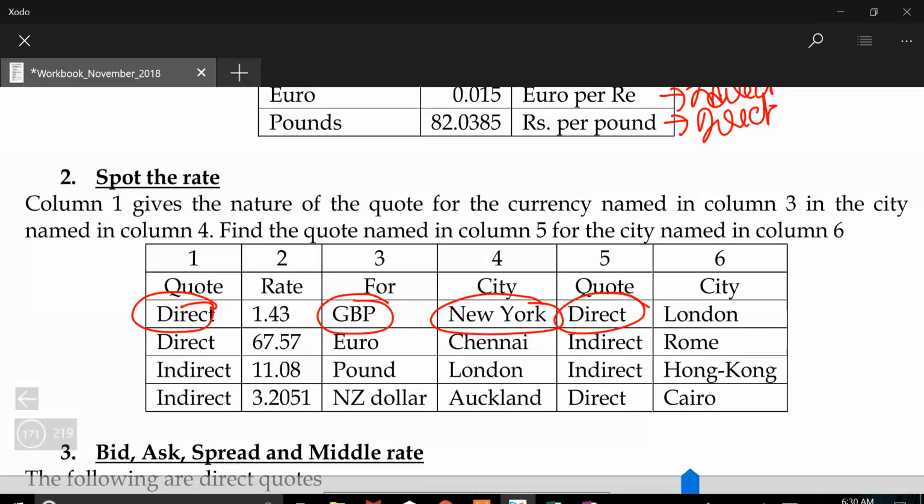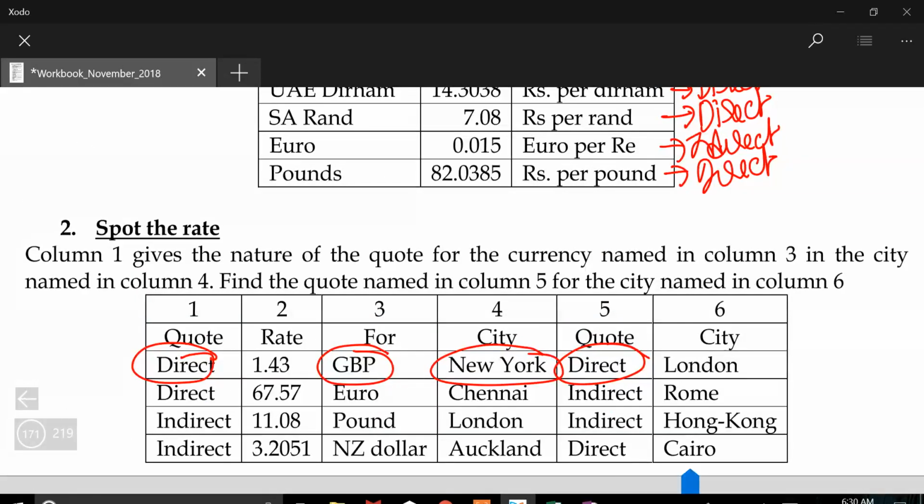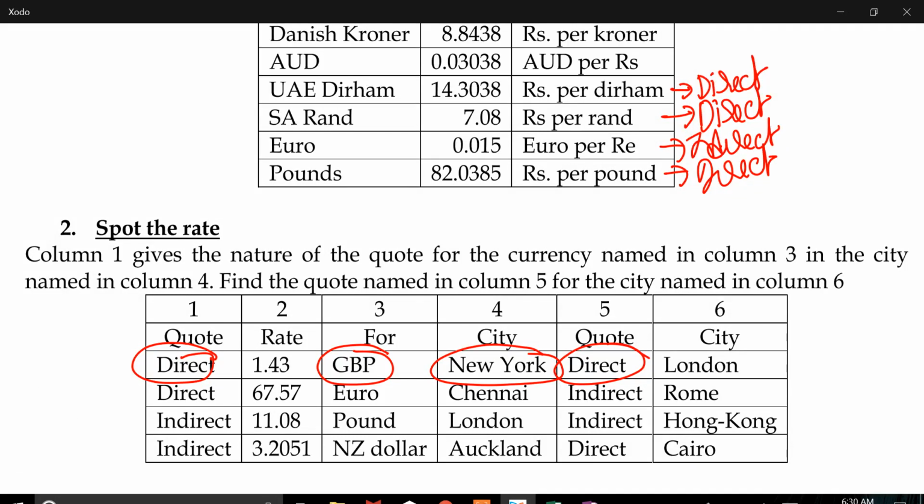Question number 2, part 1. The given quote is a direct quote for GBP in New York.